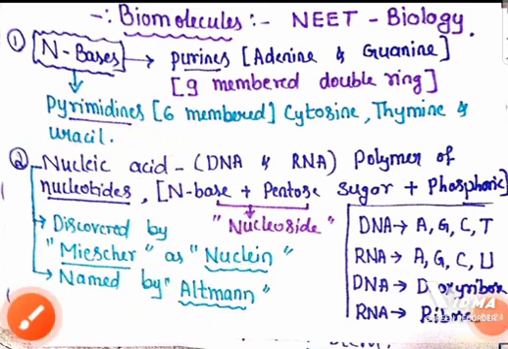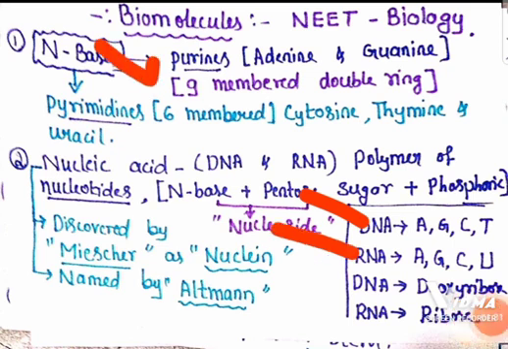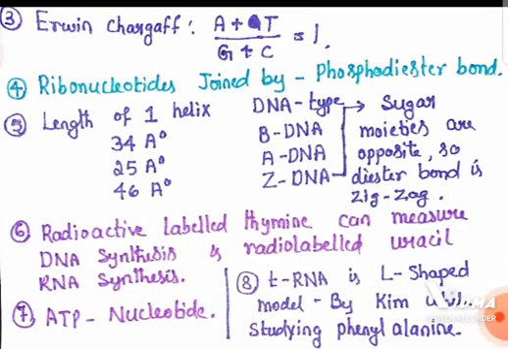Nucleic acid was discovered by Miescher, and he named it nuclein, and later on Altmann gave the name nucleic acid. And remember, DNA has only 4 nitrogen bases out of these 5: adenine, guanine, cytosine and thymine. RNA has adenine, guanine, cytosine and uracil. So thymine is present only in DNA, uracil is present only in RNA, and the pentose sugar present in DNA is deoxyribose, and in RNA it is ribose.